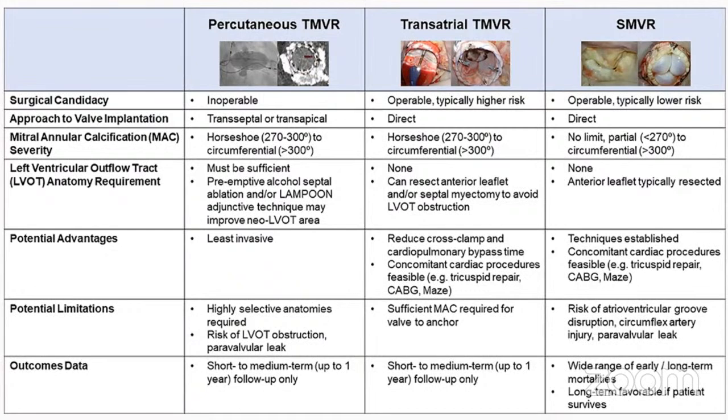In the transatrial transcatheter mitral valve replacement, it's a direct approach. It has a very good advantage of reducing the cross clamp and cardiopulmonary bypass time and allowing concomitant cardiac procedures. But it has a limitation of requiring sufficient MAC for the valve puncture. And again, it has short follow-up, up to 1 year.